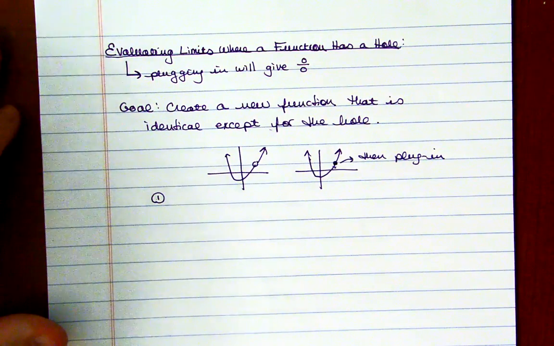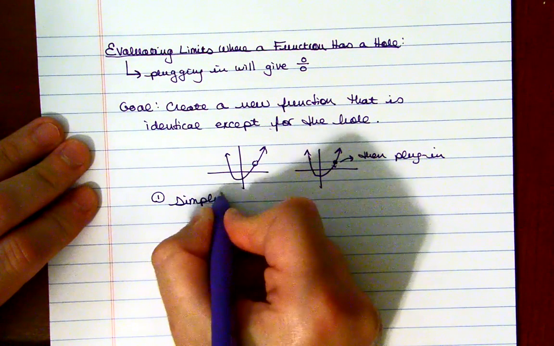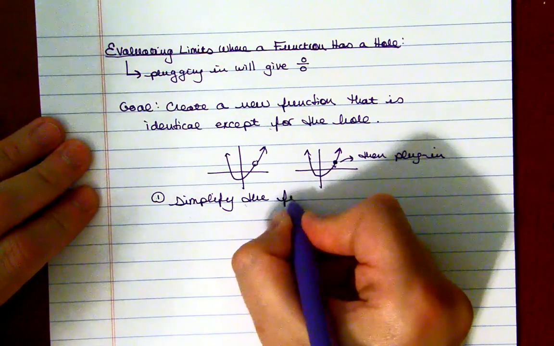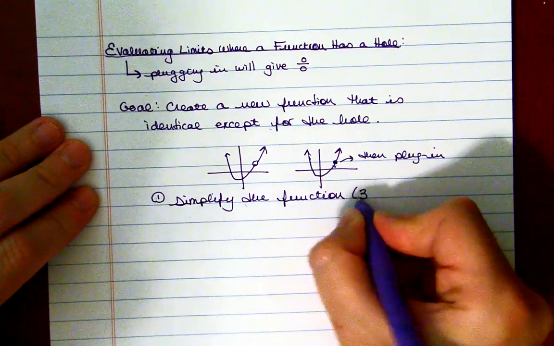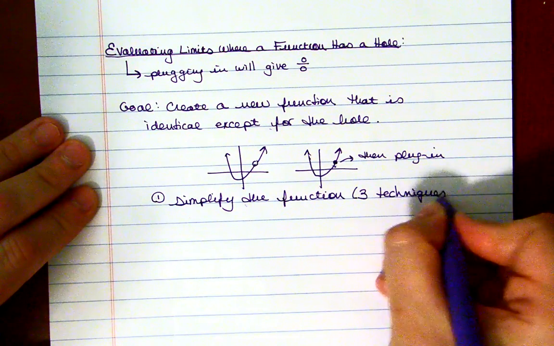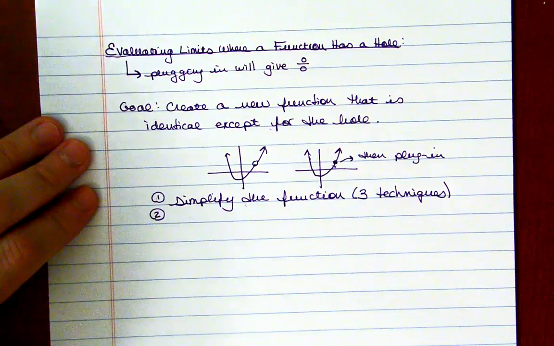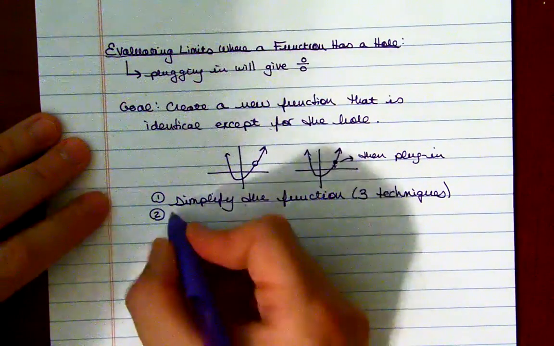To do this, we're going to take our function and we're going to simplify it. And I'm going to show you 3 different methods today for simplifying. Well, maybe today. We'll see based on when you're watching these videos. There are 3 different techniques we're going to look at. But step number 1, simplify the function. Then, once we have it simplified, we're just going to plug in to the simplified version.